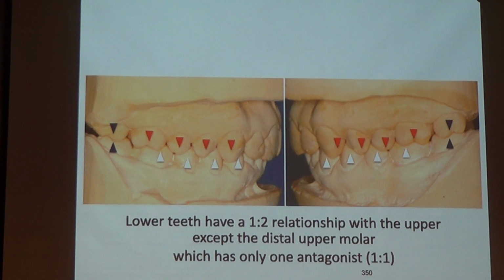Except second molar, because if you have a third molar in occlusion, it's going to be 1-to-2. But the last one here in this picture is second molar, so it's 1-to-1. Ngoại trừ là cái răng số 7 hàm trên, thì nếu mà có răng số 8 hàm trên thì đó sẽ là cái răng số 8 hàm trên, đó là cái răng tận cùng của cái hàm trên, chỉ có khớp với một răng hàm dưới.